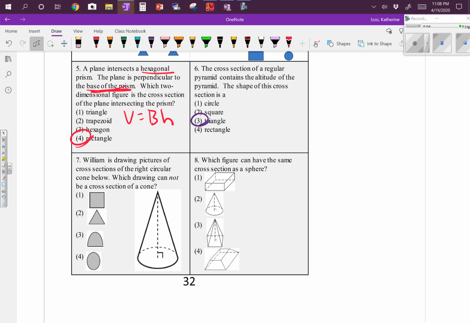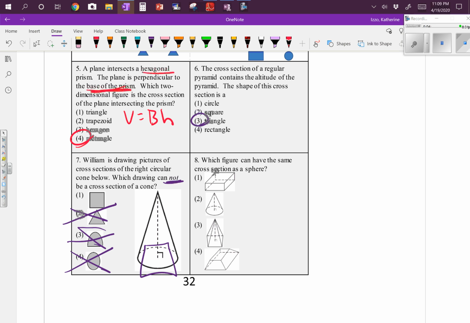William is drawing pictures of cross sections. Which one cannot be a cross section? Okay, well, if we're cutting it down like this, we get a triangle. So this can't be the answer because a triangle works. So let's take a look: if I cut it like this, I would get an oval, so an oval would work. Now, if I cut off just this piece right here, shear that off, that's going to get this piece.